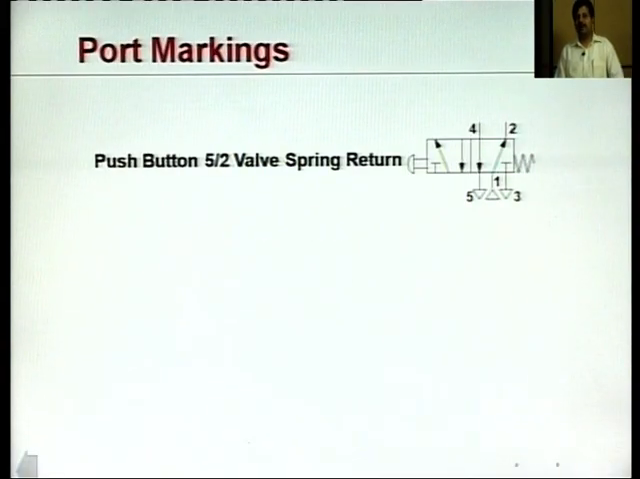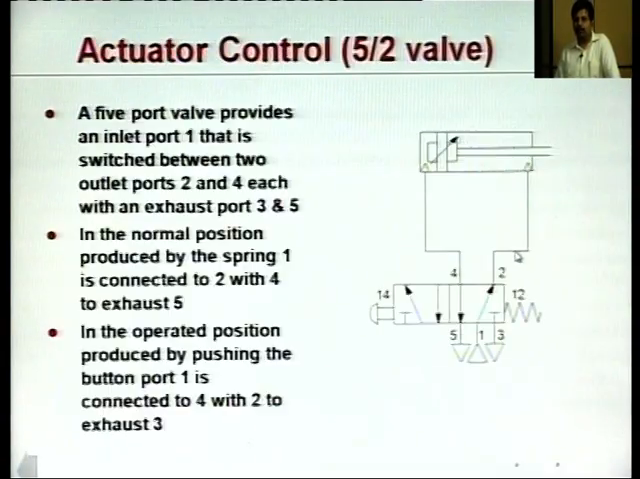The port markings can also be done in this case. If we mark this pressurized port as port 1, this operational port as port 2, and the exhaust ports as 3, 4 and 5. Now, in this particular position of this valve, port number 1, which is getting the pressurized fluid, the input port, is connected to port number 2 of the circuit, and port number 4 is connected to port number 5, which is in turn connected to the exhaust. So, port number 4 is connected to the exhaust, and port number 3 remains closed.